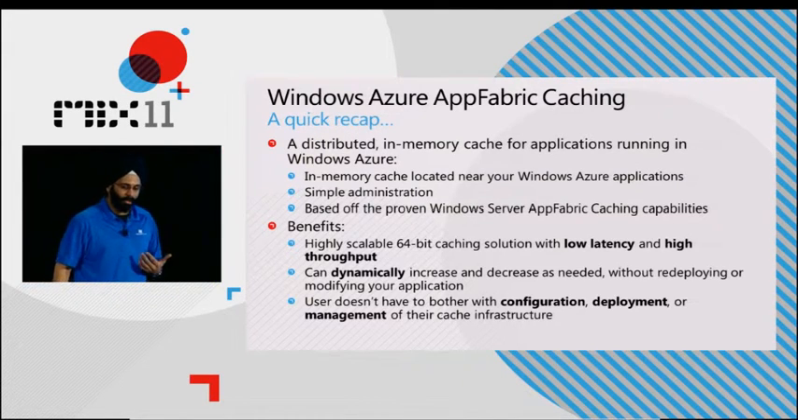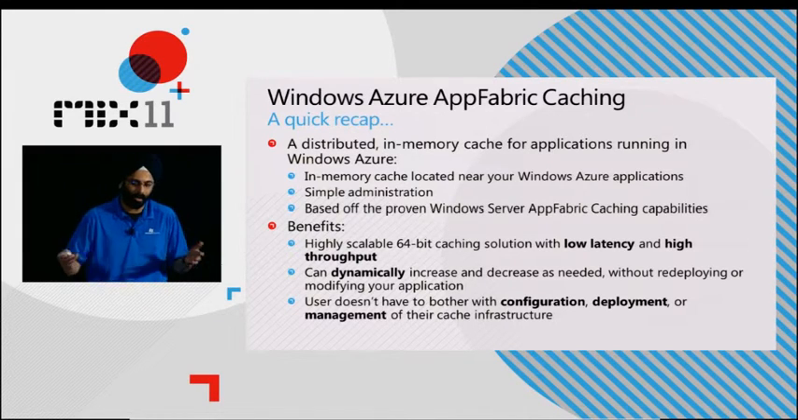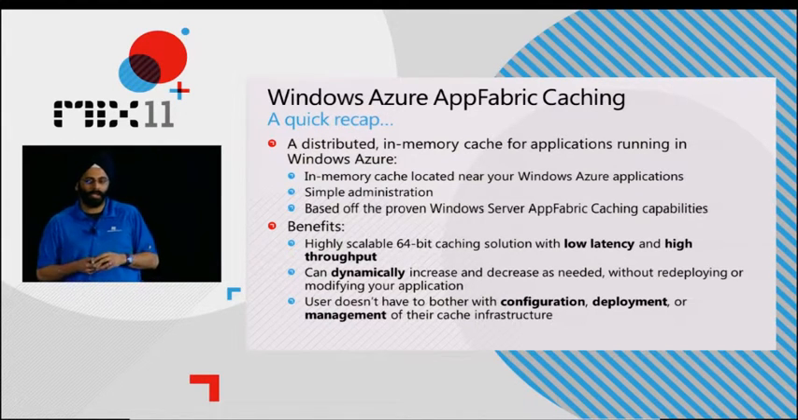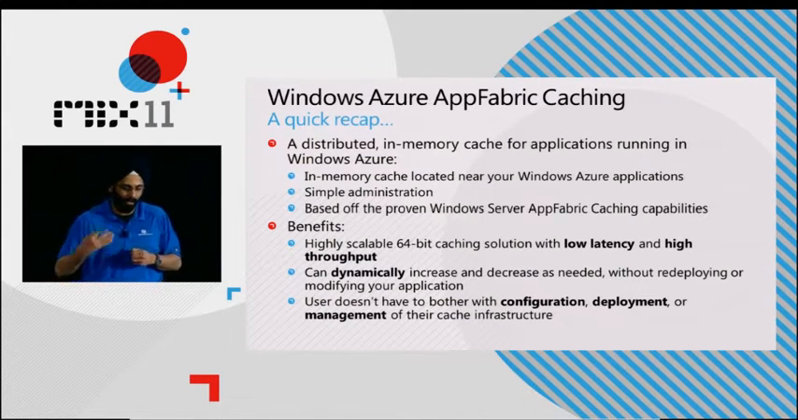The second key set of benefits we saw was that this is a 64-bit caching solution, so you can actually address a large number of objects. You're not really tied down with the size of the cache and the architecture of the cache service itself. It's a 64-bit architecture.